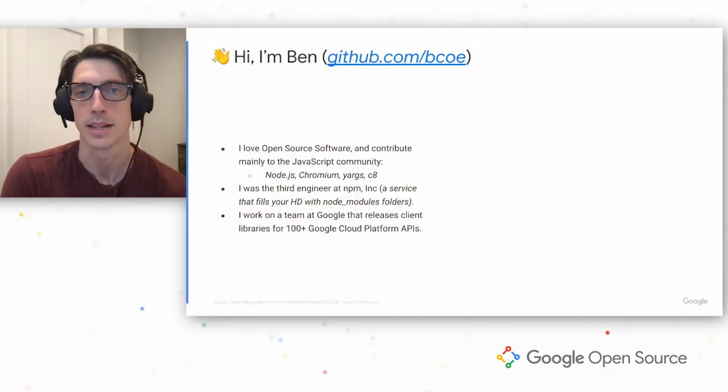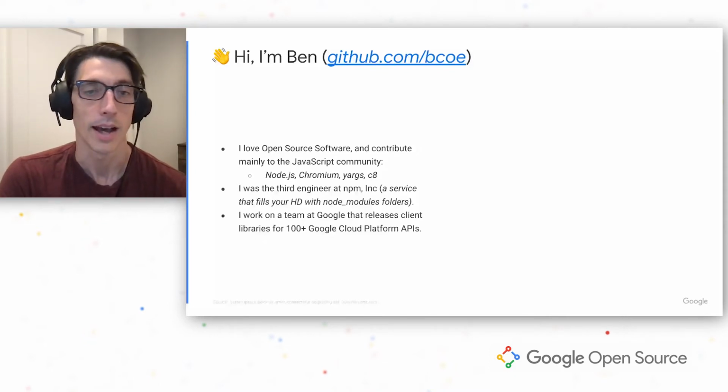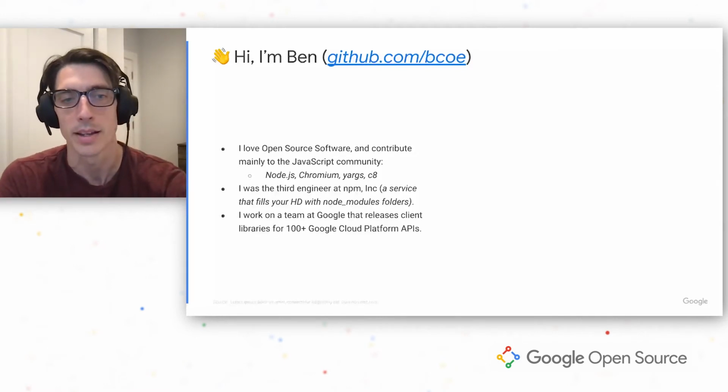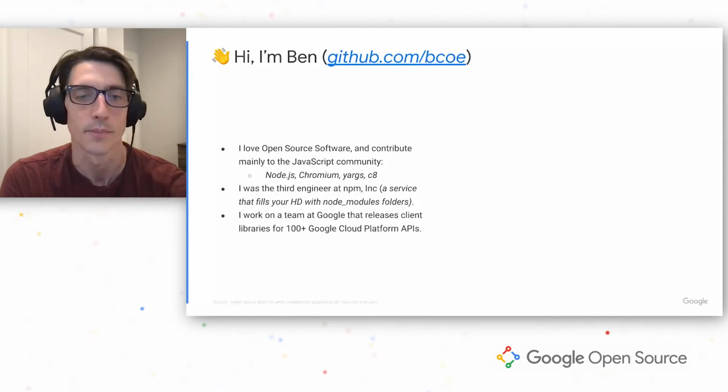As I said, my name is Ben. You can find me on GitHub at github.com/bcoe. I love open source software and contribute mainly to the JavaScript community. I have made quite a few contributions to Node.js, where I'm part of the tooling working group. We do a lot of work around the file systems, so things like recursive copy and recursive remove. I've also made contributions to Chromium, the web browser, and personally work on the libraries Yargs, which is an argument parser, and C8, which is used for test coverage.